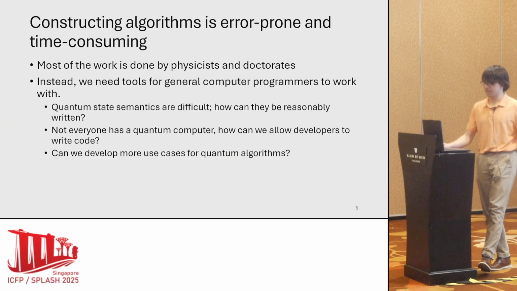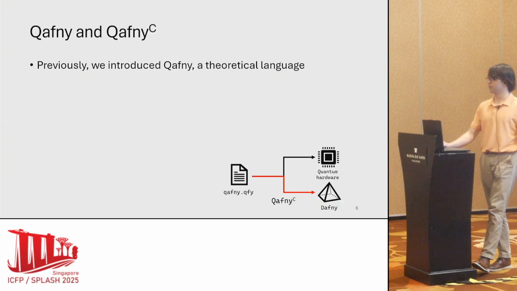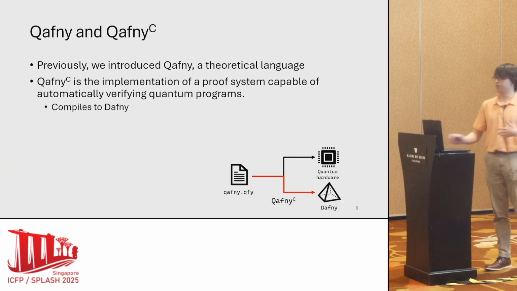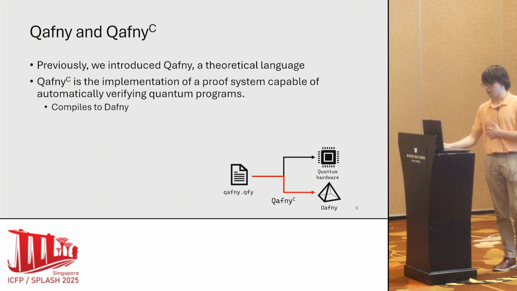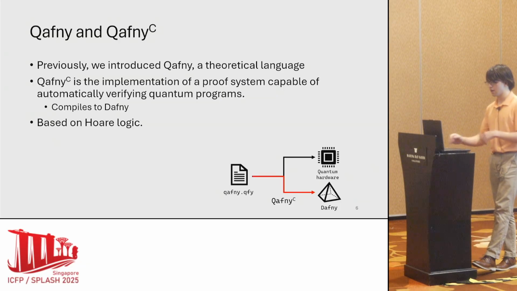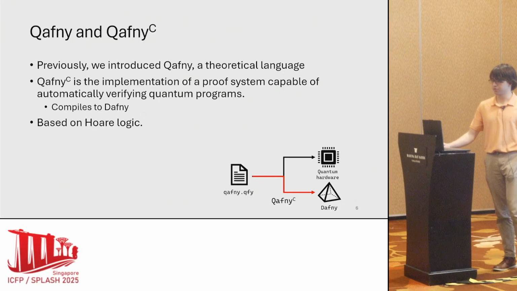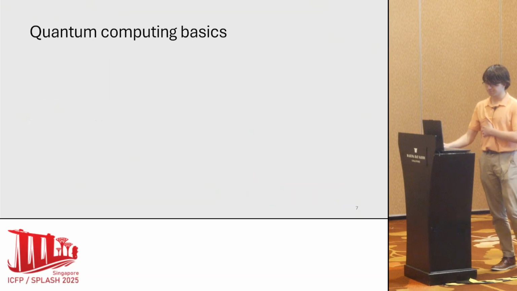Our answer to that was Qafny. Previously, we introduced Qafny as a theoretical language for quantum computation. However, now we've implemented Qafny. This is a proof system capable of automatically verifying quantum programs, and it compiles directly down to Dafny. Qafny is based on Hoare logic, so terms like pre and post condition, loop invariance, and the Qafny triple should be familiar here. And we can use SQIR to compile Qafny down to OpenQASM.